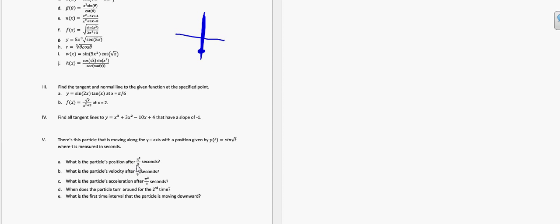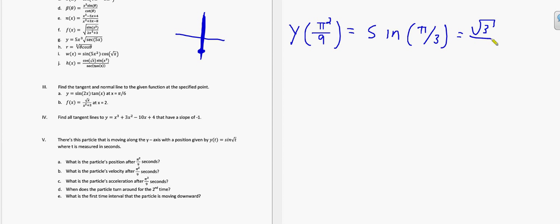Part A says, what's the particle's position after pi squared over 9 seconds? Well, they told you y gives you the position, so all you gotta do is plug it in. We plug in pi squared over 9 and get sine of the square root of that, and the square root of pi squared over 9 is pi over 3. Sine of pi over 3 is root 3 over 2. So its position is root 3 over 2, or if you really want to get down to brass tacks, it's on the y-axis, so its position is (0, root 3 over 2).